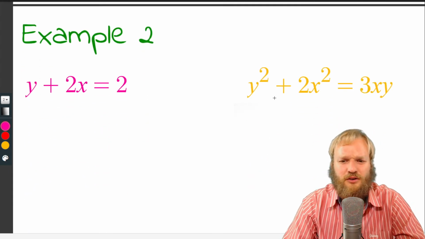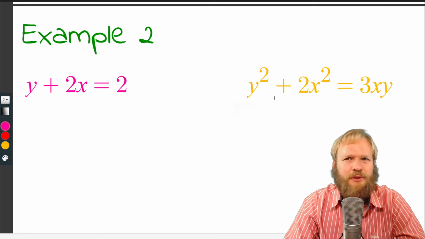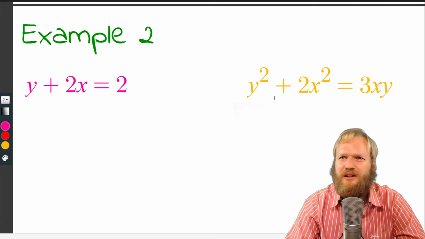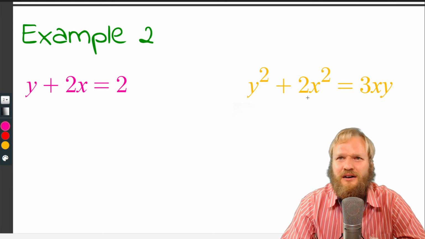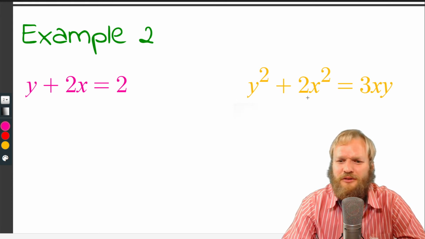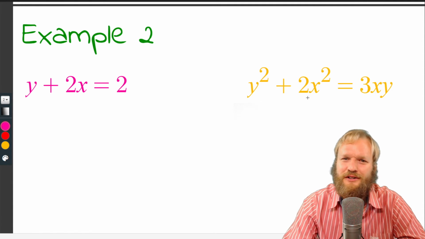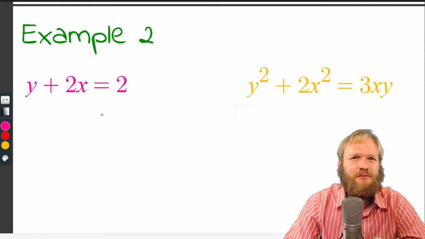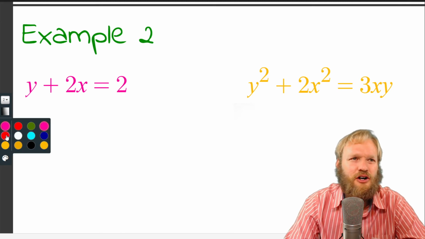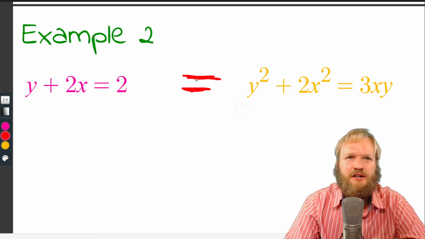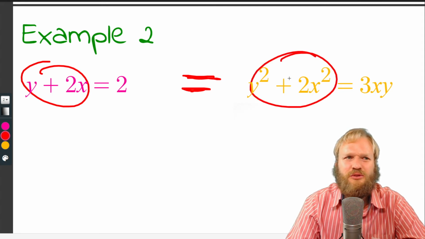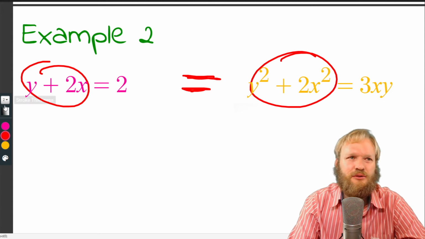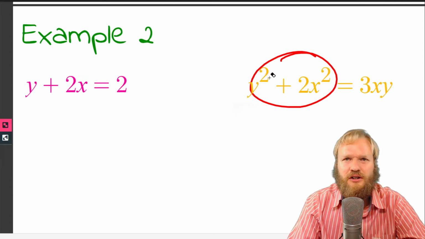Okay, and second example. Y plus 2x equals 2. Y squared plus 2x squared equals 3xy. Oof, this looks like a straight line. What's happening here? Definitely not something we've come across just yet. So you're not going to be asked to draw that. We're just going to do this algebraically. Now we can't just say that equals that, because on this side we've got y plus 2x, and this side we've got y squared plus 2x squared. It's not like we've got y equals y. So let's scrap that.